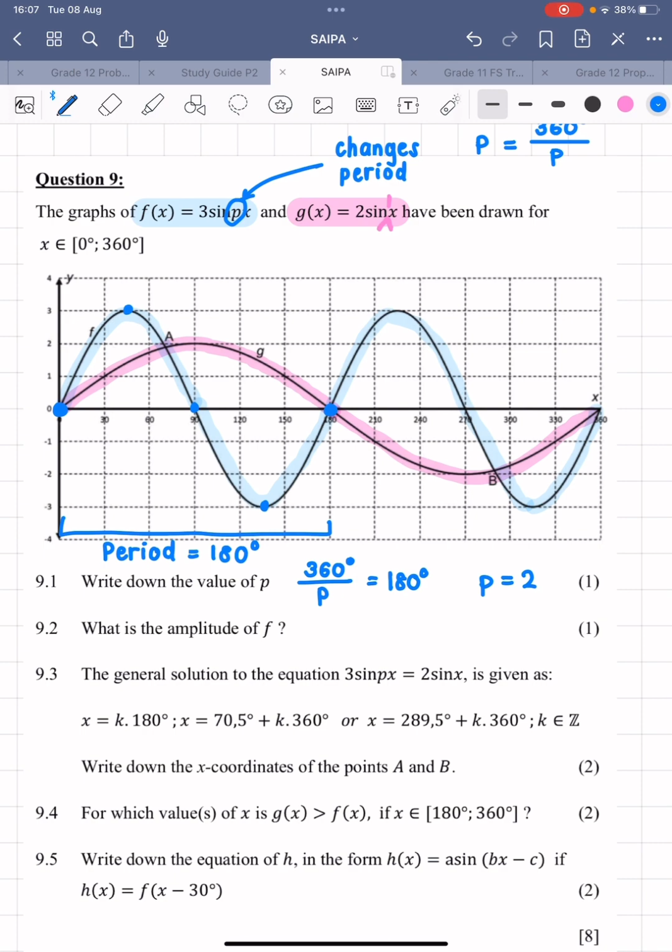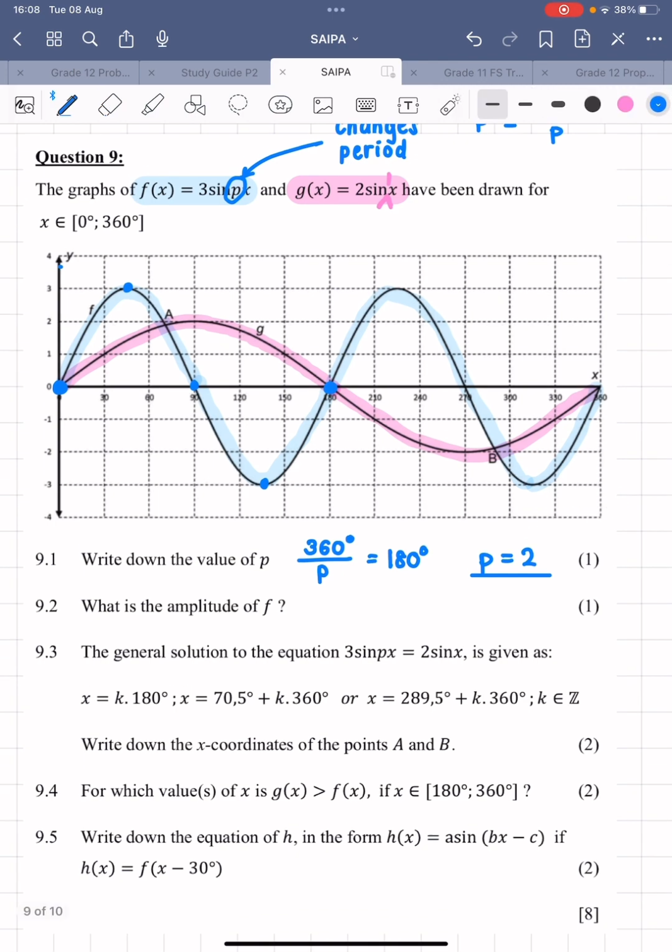You can also view it as, normally we have one full sine curve from 0 to 360 degrees. In this case, we have two full sine curves. We have one there, and then we have another one there from 0 to 360. So if there are two full sine curves in 360, then the coefficient of x is going to be 2. All right, I just want to erase this so that we don't have too much going on here.